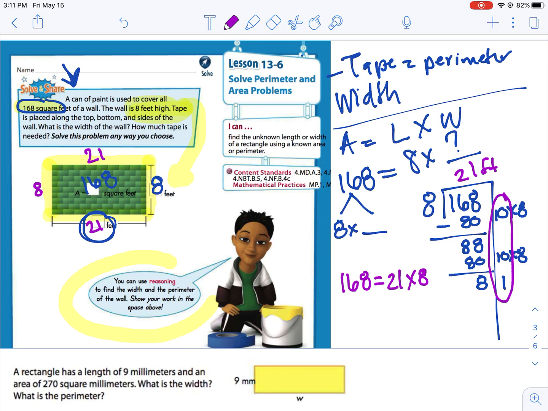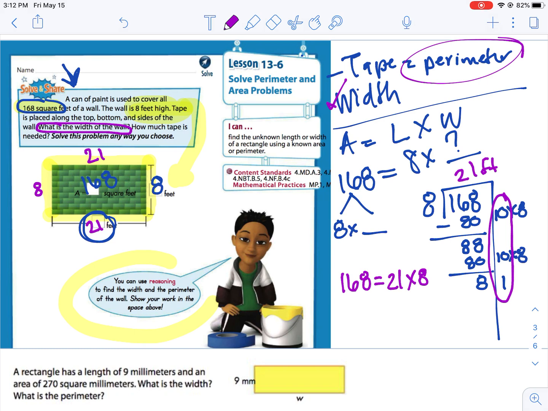So now I found out what this length was. It says what is the width? So I found out this right here, and I've got that answer. And then now I need to know how much tape they needed. So we're finding the perimeter. Remember, we're finding the perimeter. So we found the width, check, and now we're finding the perimeter.